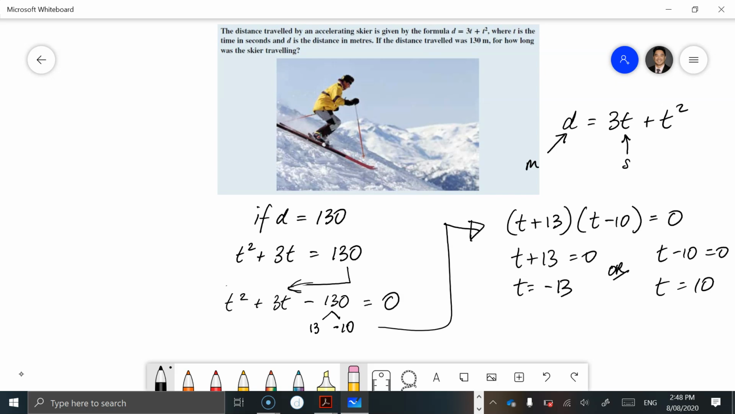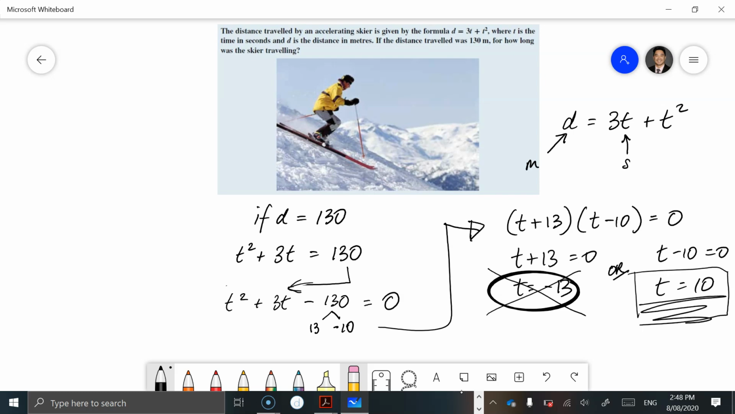Again, think about the context and logic here. We're talking about time, and the skier is accelerating. You're not going to have negative 13 seconds. That's not going to be possible. So your answer is going to be 10 seconds. So that's going to be the time for the skier traveling for that distance.